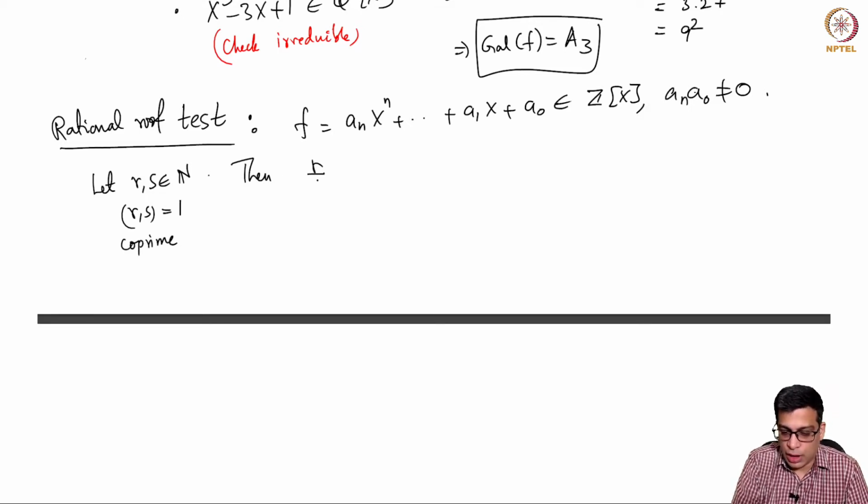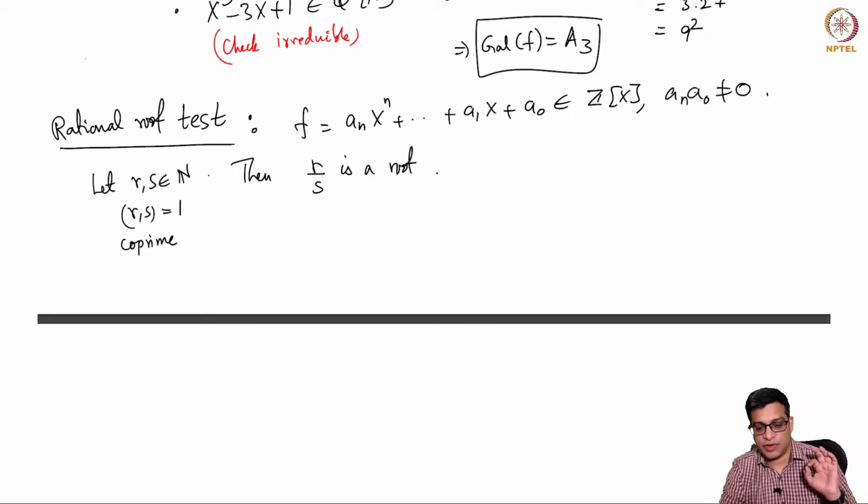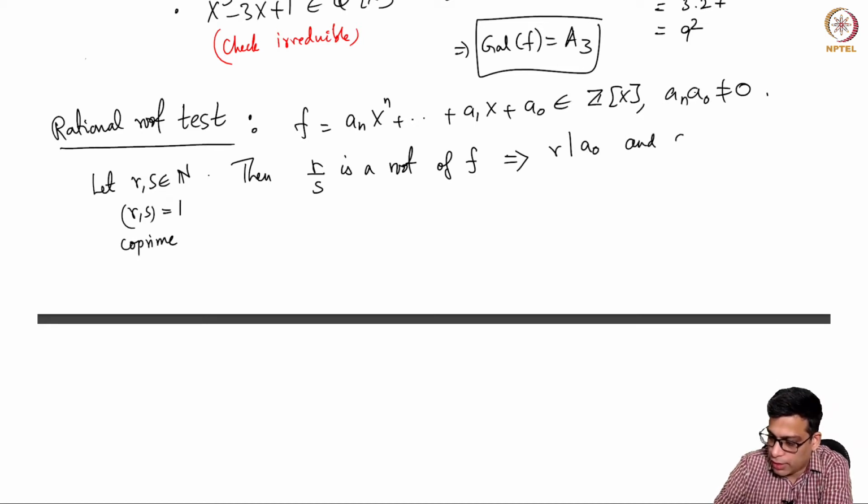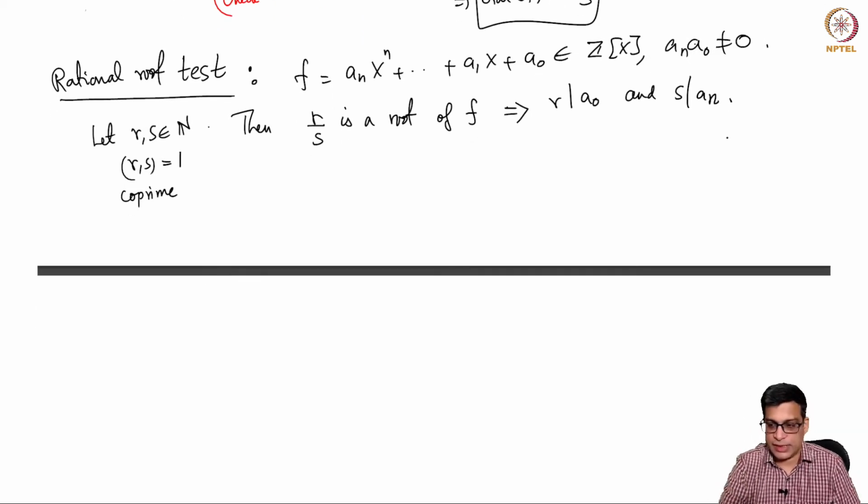Then r by s is a root of f. So the rational root test tells whether r by s, a given rational number, is a root or not. It at least says when it cannot be a root. Then r divides a0 and s divides an. Okay, so this is an easy proof.